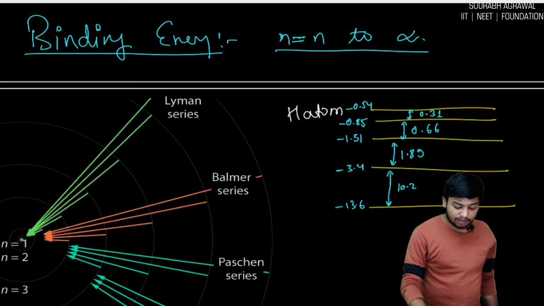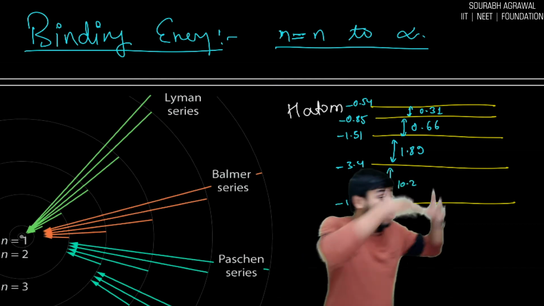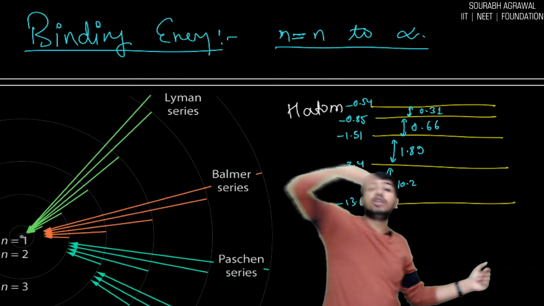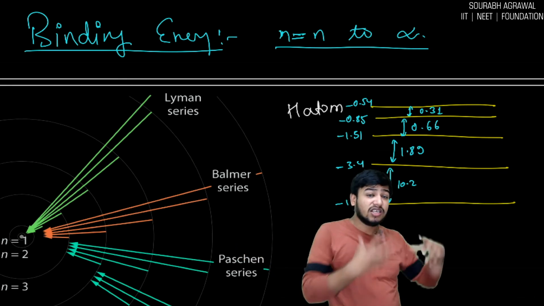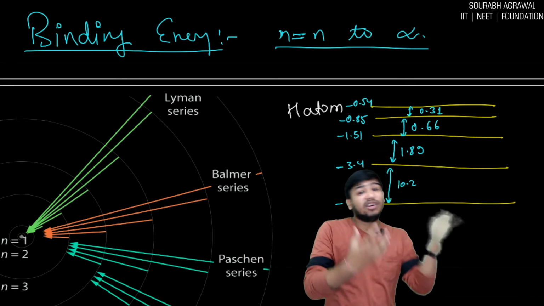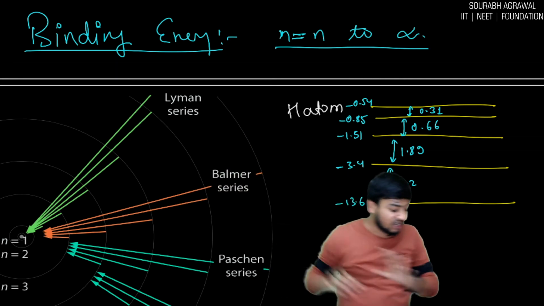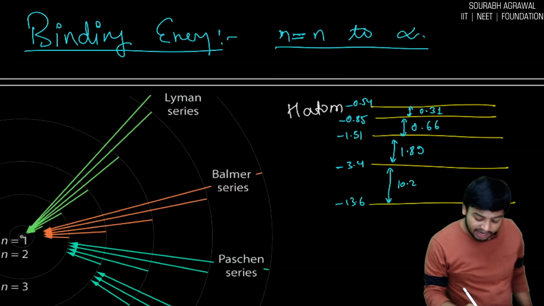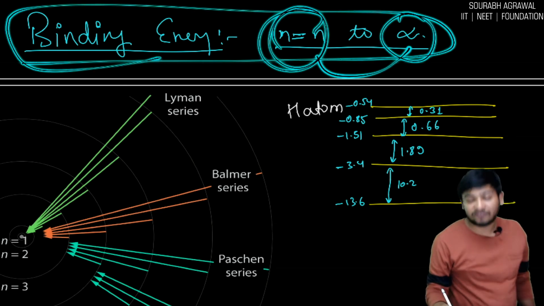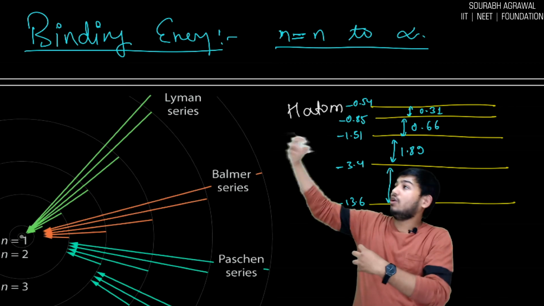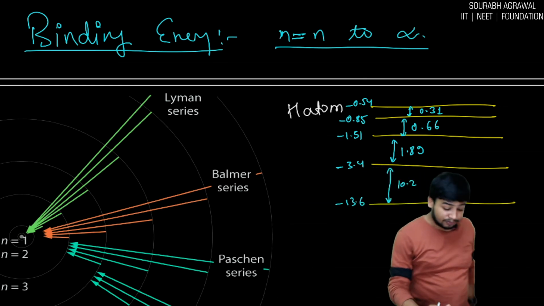Okay, now comes binding energy. What was the ionization energy? You are taking the electron from the ground state to infinity. That was ionization energy. Now for binding energy, the electron is not in the ground state. It is already in some other state, so from there you are taking it to infinity. That is known as binding energy. You are taking it from n equal to n to infinity, from some state to infinity. Clear?